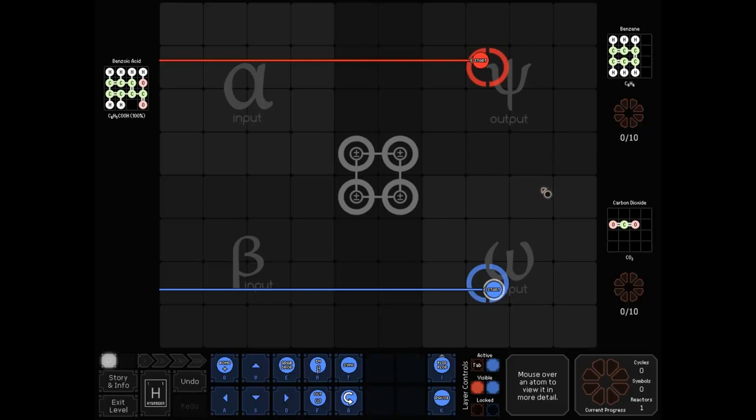A lot of submissions this week, a pretty high retention rate, which I'm quite happy with. So let's start off by making benzoic acid into carbon dioxide and deadly benzene.